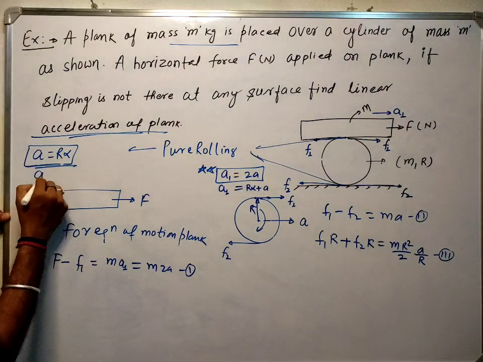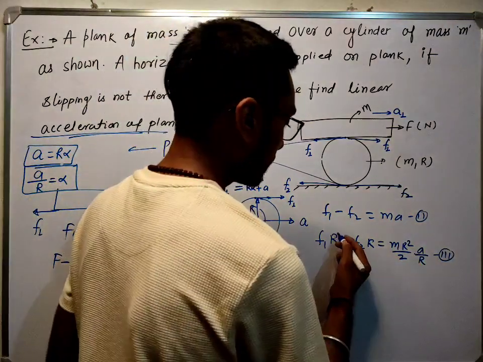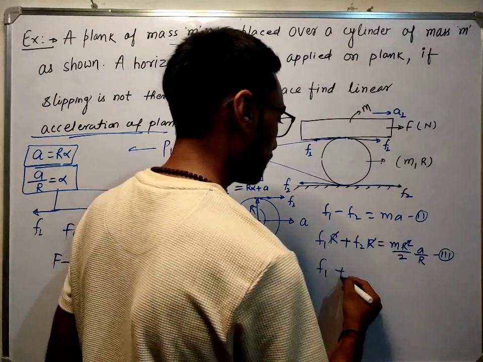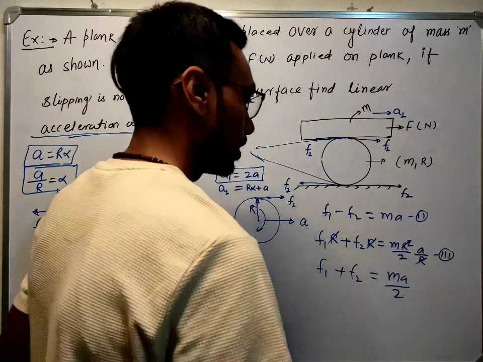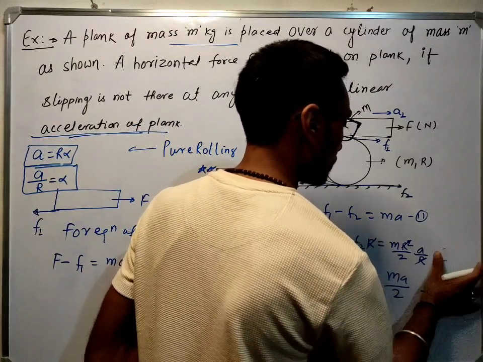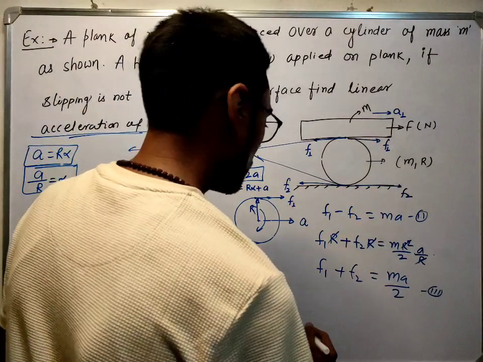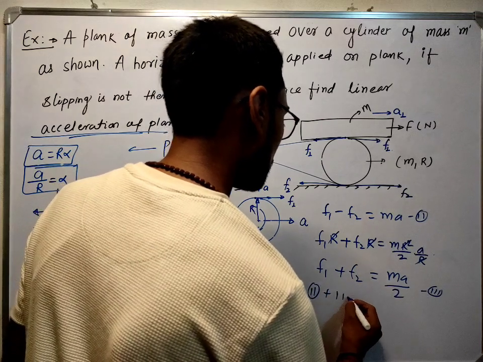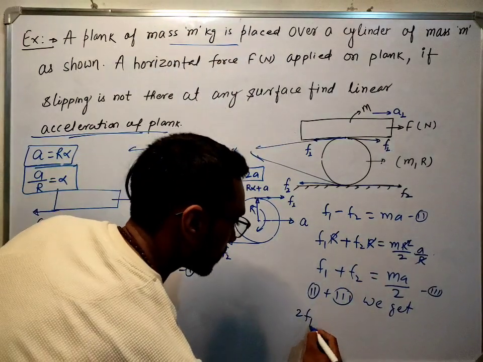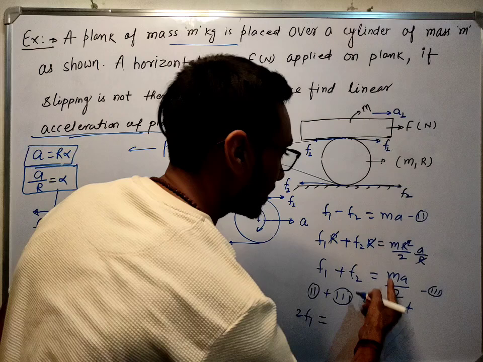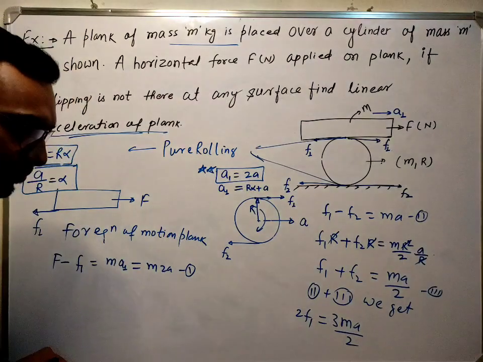We can write from here that alpha can be written as a by r. Got it? Now cancelling r, we get F1 plus F2 equals ma by 2. Okay, so this is our third equation. Now add the second and third equations. After adding, this one is cancelled out, so 2F1 can be written as 3ma by 2.